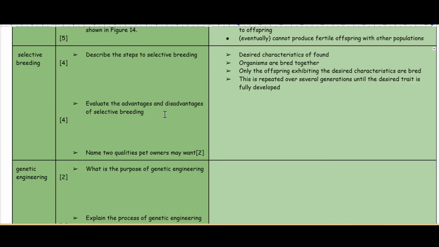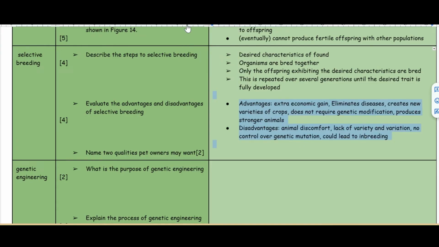Evaluate the advantages and disadvantages of selective breeding. The advantages include there being an extra economic gain. For example, a cow that produces more milk, that's economically useful to the farmer. It could eliminate diseases. They could try and reproduce animals which have a certain mutation against a disease. It creates new varieties of crops, of course.